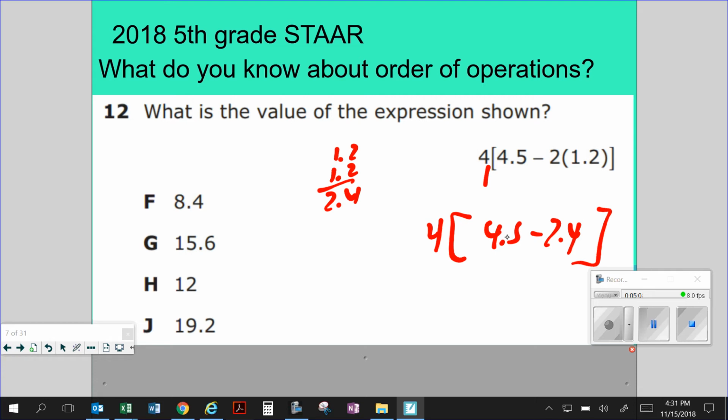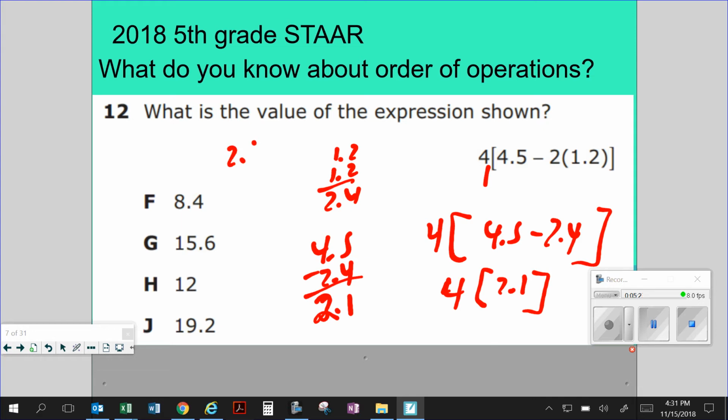And what is 4 and 5/10 minus 2 and 4/10? It is 2 and 1/10. So 4 groups of 2 and 1/10. What is 4 groups of 2 and 1/10? 4 groups of it is 8.4. It is letter F.